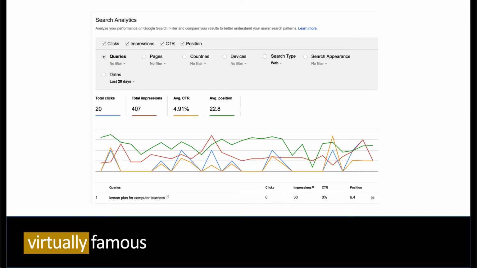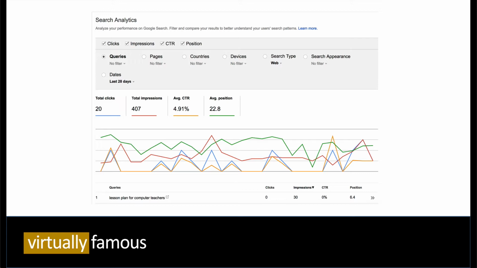Now we can see down the bottom there, query. So that's something someone typed to make my website show up. So lesson plan for computer teachers. I got 30 impressions, no clicks, and I'm in position 6.4.